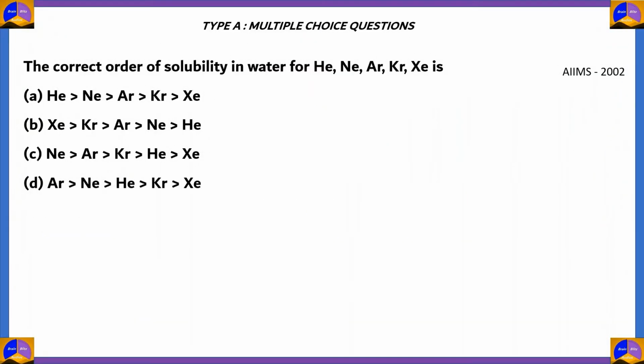Moving on to our next question. The correct order of solubility in water for He, Ne, Ar, Kr, and Xe is, so these are the venerable noble gases.